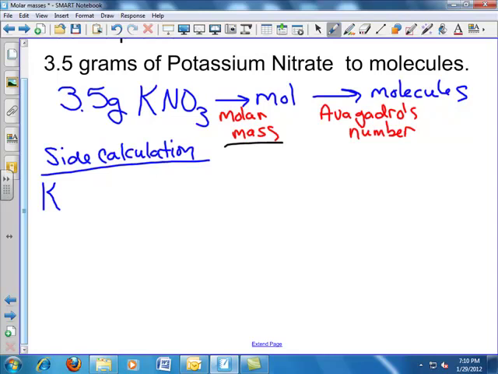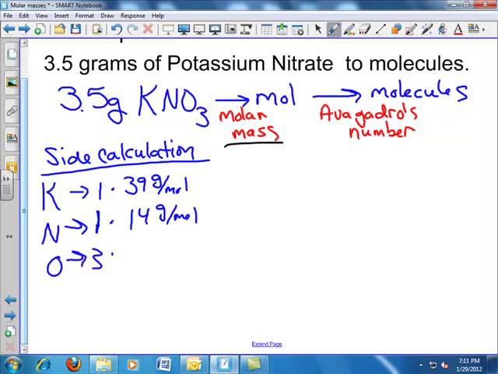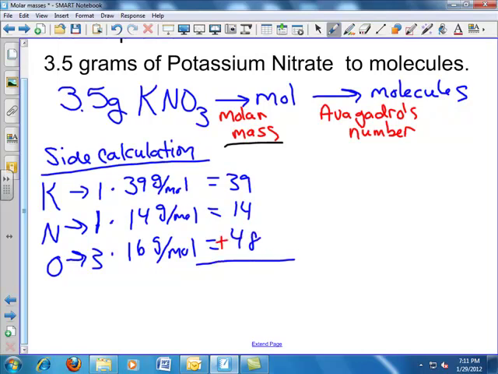So I got to break potassium nitrate down just like I did on the last worksheet where I have potassium. I have one of those, and that one potassium is 39 grams per mole. And I have a nitrogen, and I have one of those, and that's 14 grams per mole. And I have oxygen, and I have 3 of those, they're 16 grams per mole each. Okay, so 1 times 39 is 39, 1 times 14 is 14, and 3 times 16 is 48. So I will just add those 3 numbers up.